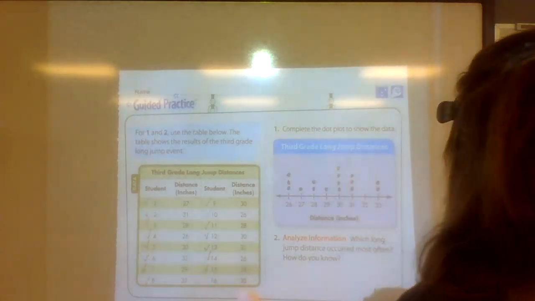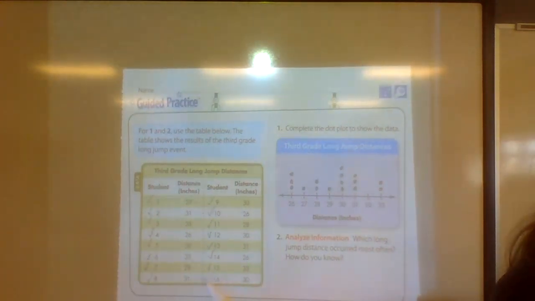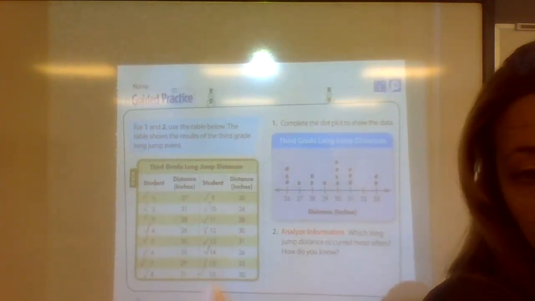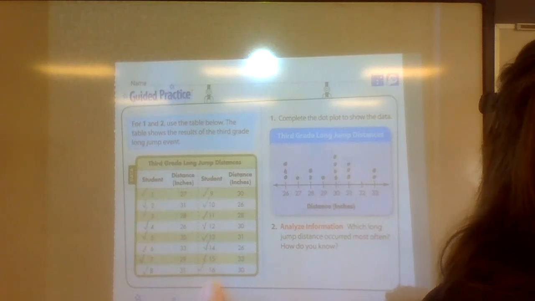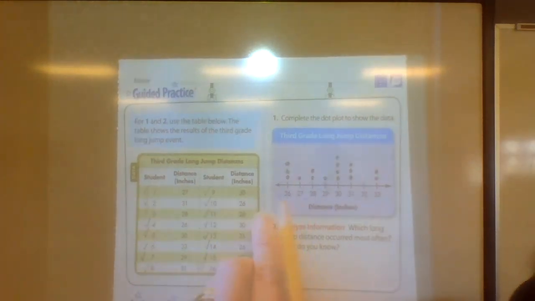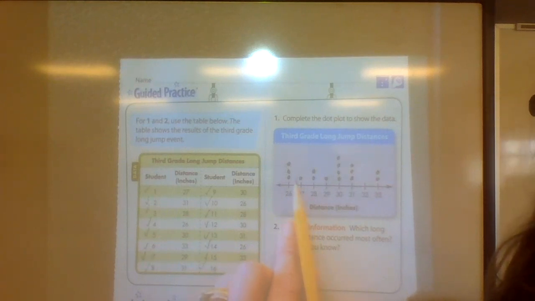Now, remember, I told you that this is how many people jumped and the number of pieces of data that we should have. That means we should have 16 dots. I'm going to count that to make sure I've plotted everybody and didn't miss anyone. 1, 2, 3, 4, 5, 6, 7, 8, 9, 10, 11, 12, 13, 14, 15, 16.